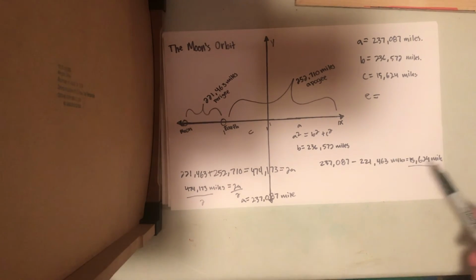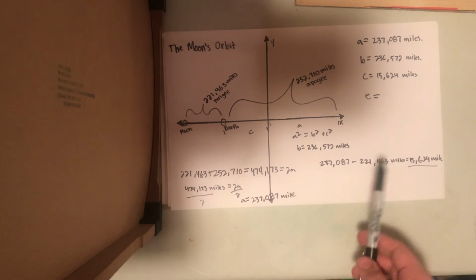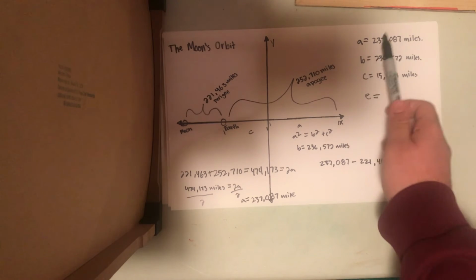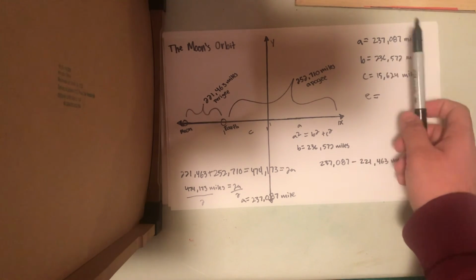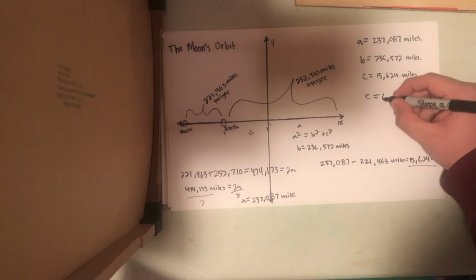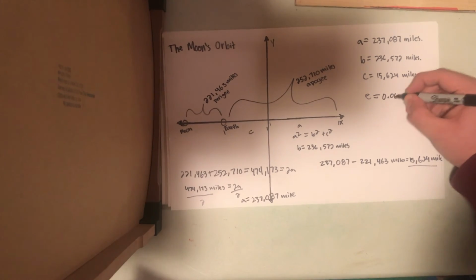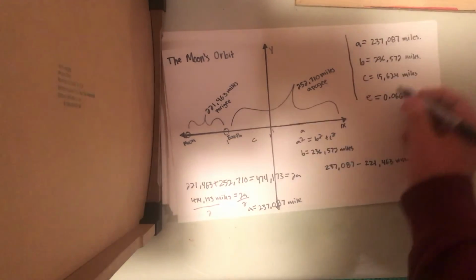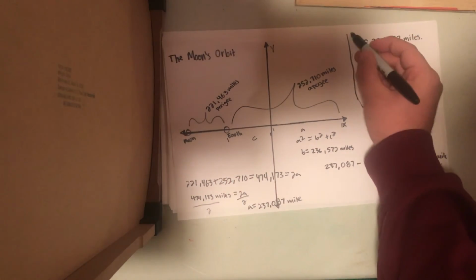E equals C over A. So you'll place 15,624 miles over 237,087 miles, and the approximate value will be 0.066. So this is all the information that the question is asking you for.